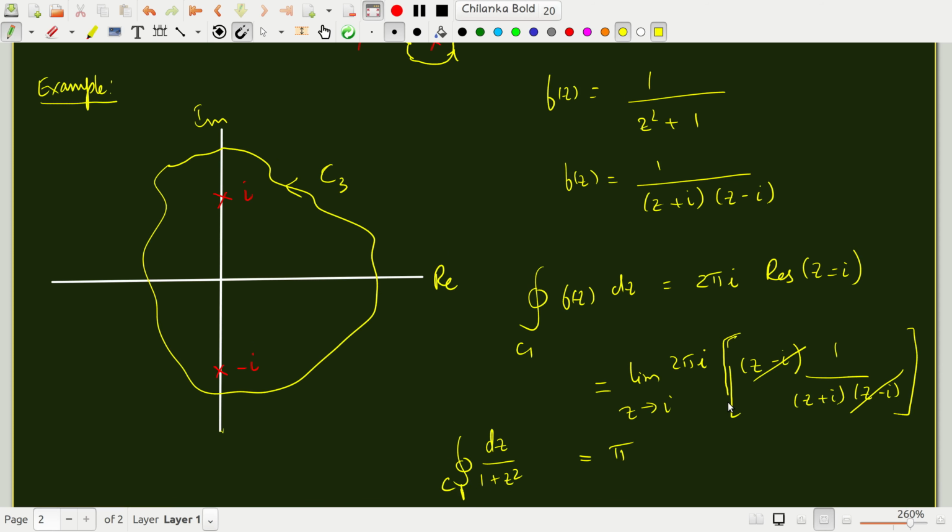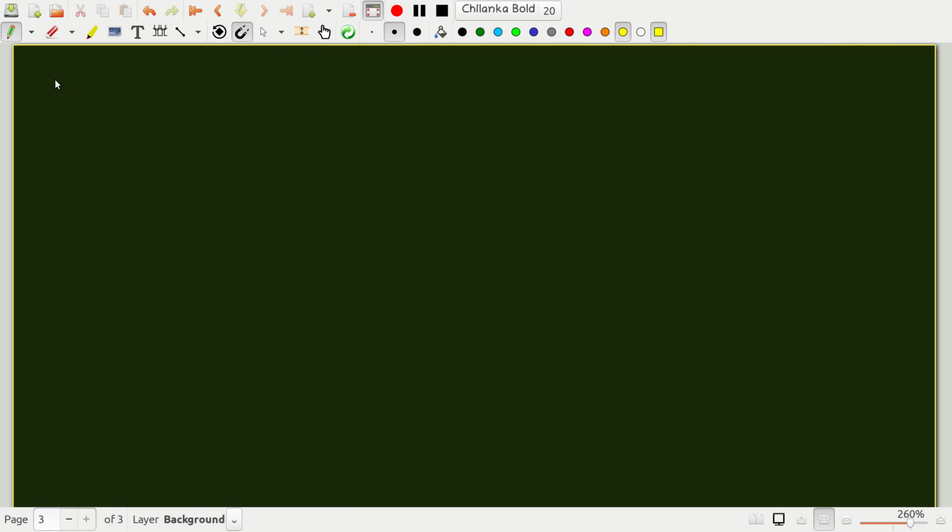Now I'll just do one more topic and then end this module. This is a very, very useful formula which is a corollary of the residue theorem. It's called Cauchy's integral formula.